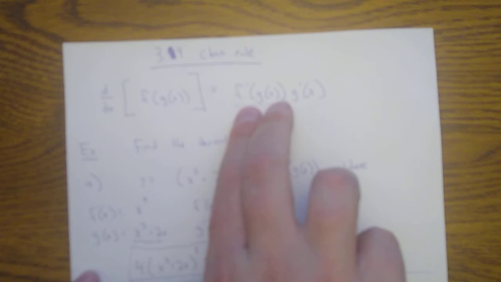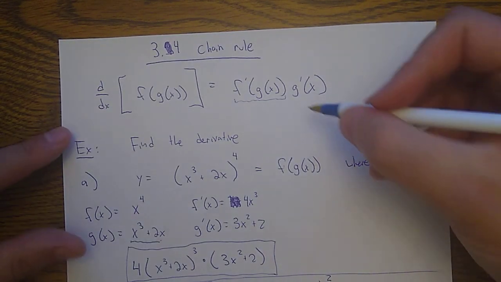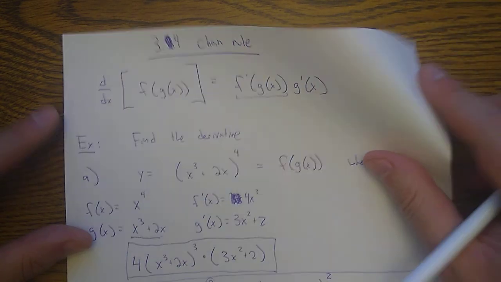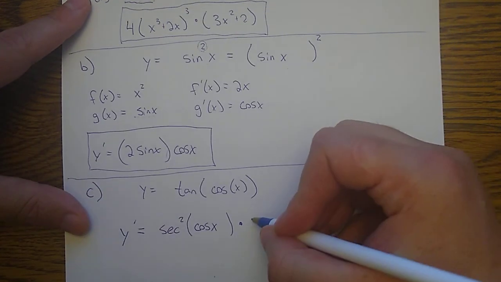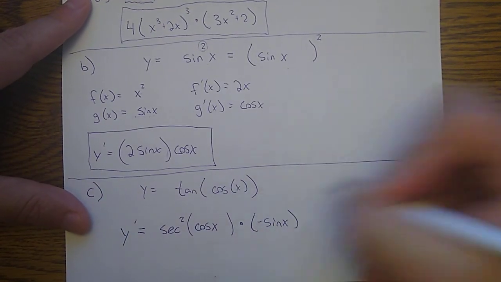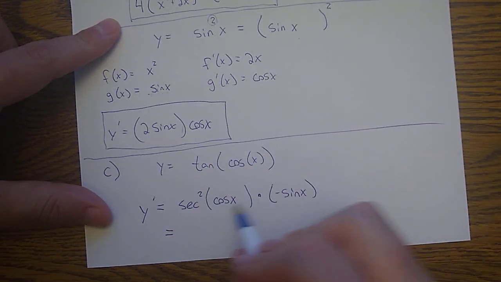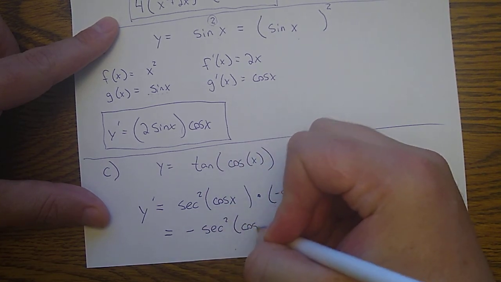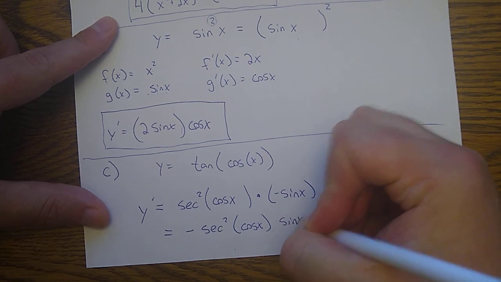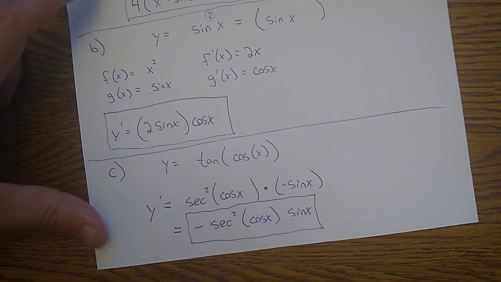So far, this is my f prime of g of x. I did the derivative of the outside function, and I plugged in the inside function. I still have to multiply by g prime of x, which would be the derivative of cosine, so negative sine x. And we can make this look a little bit nicer. As you can tell, I'm not so big on simplifying things, but let's say that's our answer.